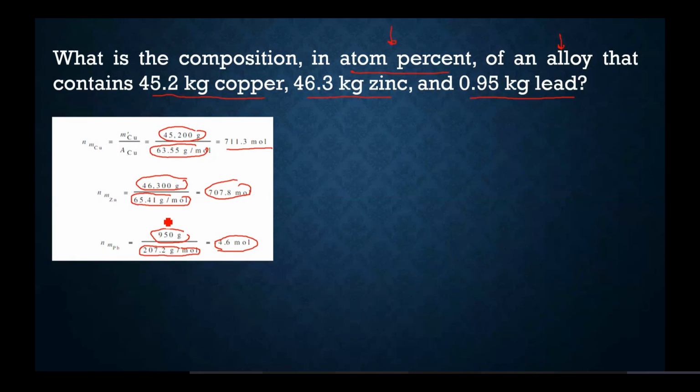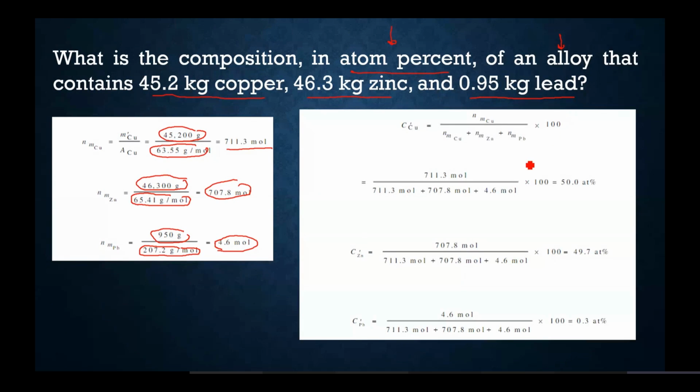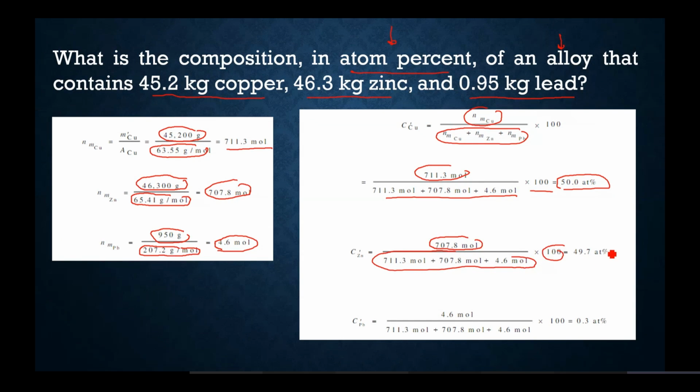Once you have the individual moles, it's simply moles of an element divided by the total number of moles. So moles of copper divided by the total number of moles multiplied by 100% would give you the atomic percent of copper. Similarly for zinc, number of moles of zinc divided by the total number of moles multiplied by 100% would give you the atomic percent of zinc, and number of moles of lead divided by the total number of moles multiplied by 100% would give you the atomic percent of lead.